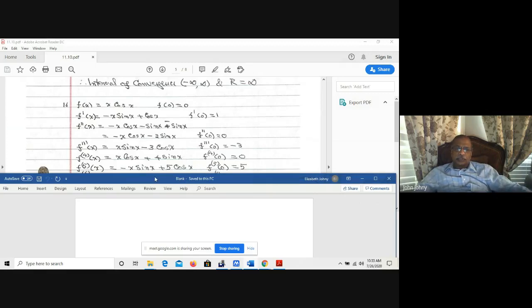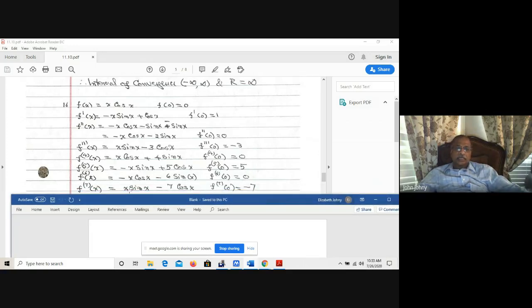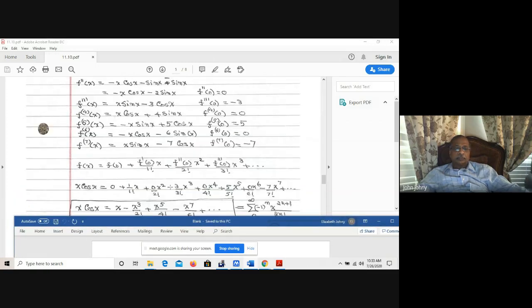Substitute x equal to 0, you get 5. Now differentiate. Sixth derivative is negative x cos x minus 6 sin x. So the sixth derivative at x equal to 0 is 0. Seventh derivative is x sin x minus 7 cos x. So that becomes negative 7. Eighth derivative, okay, that's enough.